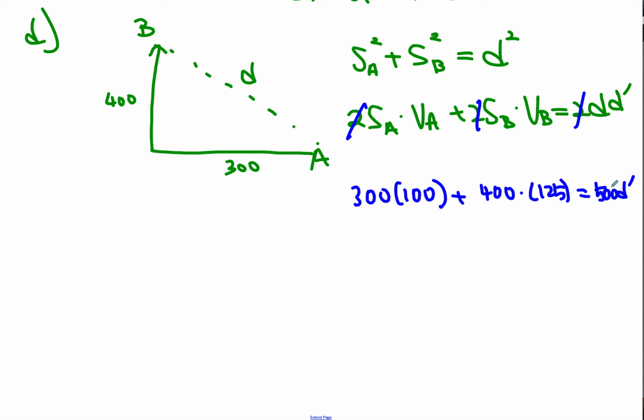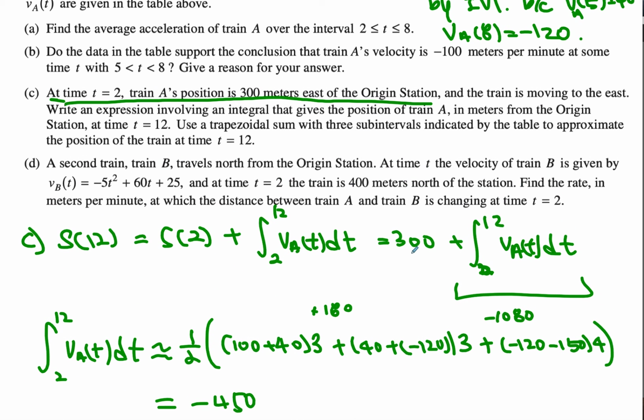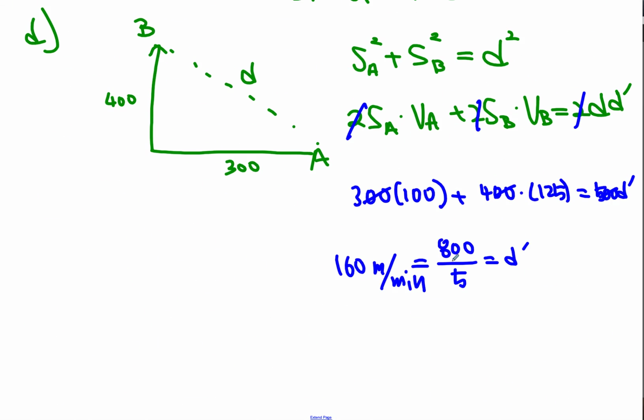Then in this case, I can divide all of them by 100. So we get 300, plus 500, for a total of 800 over 5, equal to d prime, which is equal to 160 meters per minute. So therefore, the rate is 160 meters per minute, increasing.